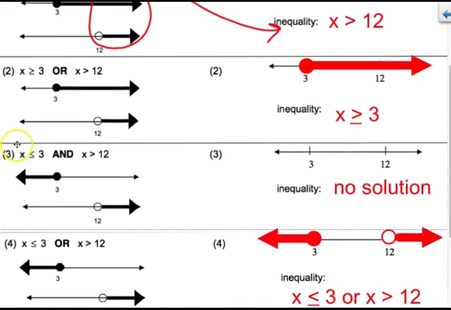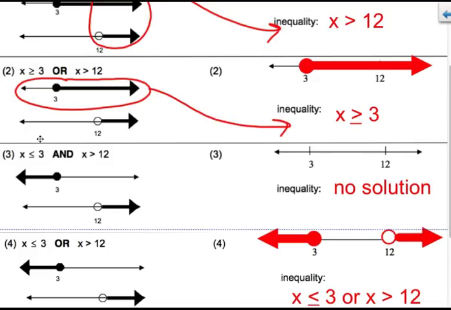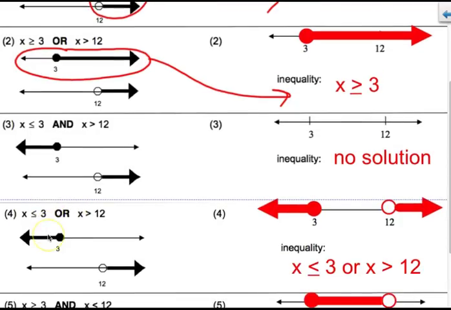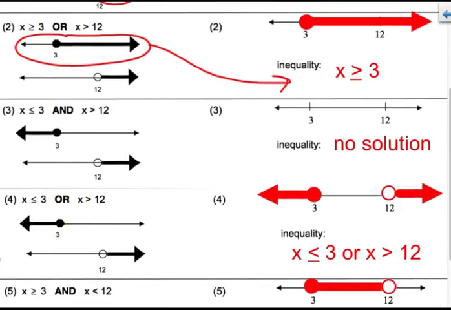On number 2, you had an or problem, so you were looking for the combination. So I'm not looking for the overlap, I'm looking at the combination, which means I want the most, which would be that first top graph, because if it's greater than a 3, anything is also going to be greater than a 12. So I only cared about the x was greater than a 3 problem, and so I regraphed that on number 2. On number 3, you had an and problem, but you had a graph that looked like an or, which means that would be a no solution because there is no overlap.